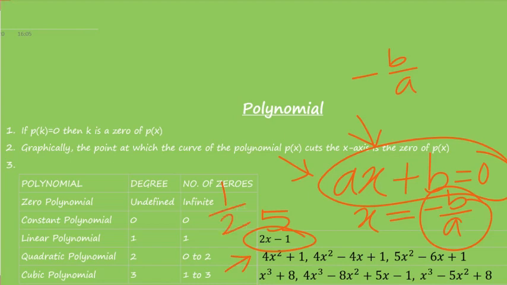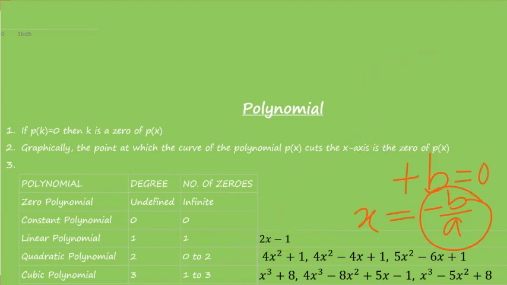Why 1 by 2? Because it is minus b, right? So we have to take minus b. b is minus 1, so minus and minus makes it plus. Ultimately we get 1 by 2. Now the linear polynomial always intersects the x-axis. It will always intersect the x-axis.